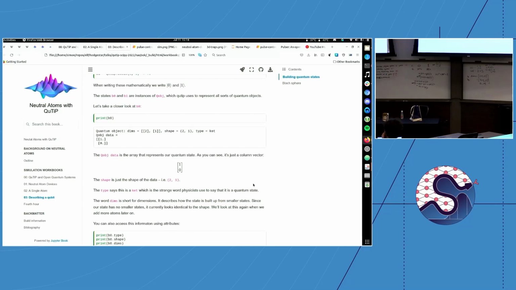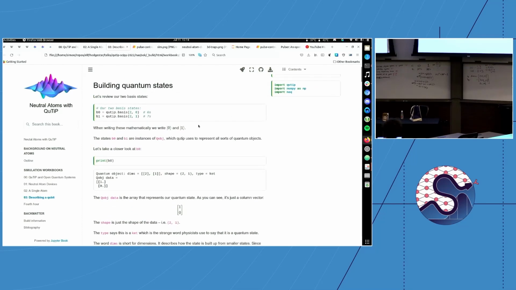Can you explain again, sorry, the arguments to QuTiP.basis? So what's the 2? Oh, the 2 is the total number of basis elements. In our case, we just have 0 and 1. But actually, in a little bit, we're going to have 3. And the 0 is just the state. If you have 2 basis elements, then your possible states are 0 and 1. If you have 3, it's 0, 1, 2.